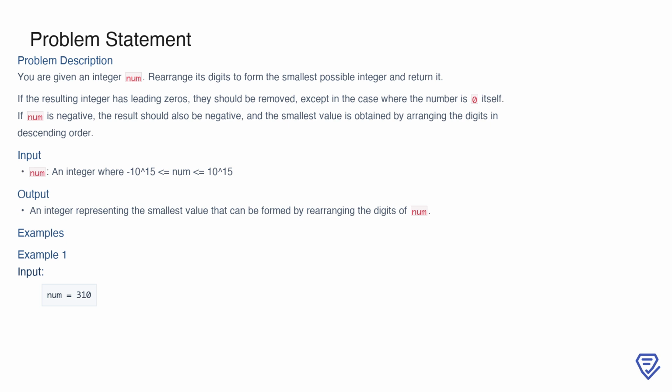The input number can be any integer within the range of -10 to the power of 15 to 10 to the power of 15, and the output will be the smallest integer that can be formed by rearranging its digits. To clarify further, let's look at a few examples to understand how this works.